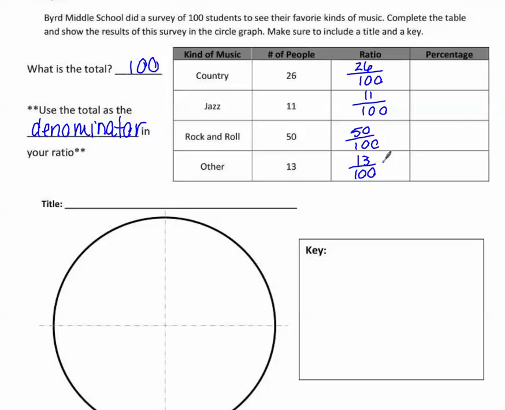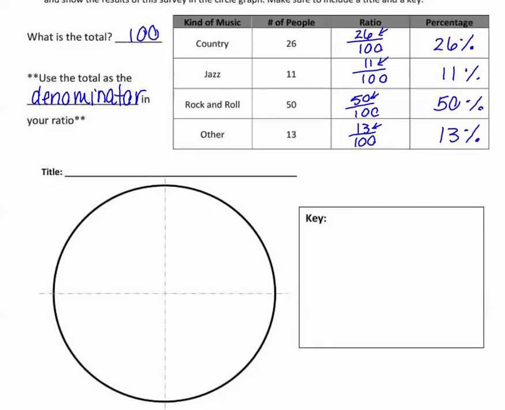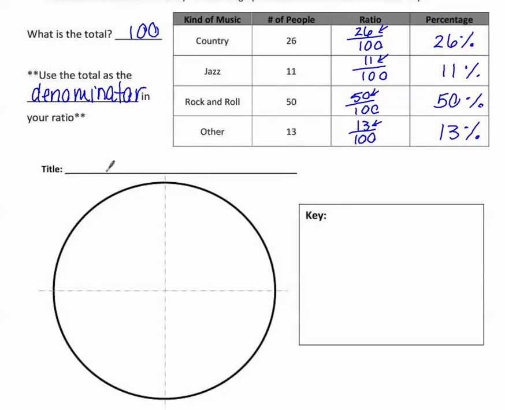Percents are out of 100. So 26% of people liked country. 11% liked jazz. 50% liked rock and roll, and 13% liked other. I'm getting those numbers from the numerators. Percents are out of 100, so as soon as I stuck that numerator out of 100, it turned to a percent. All right, now we have to do our circle graph. The title could be favorite kinds of music.